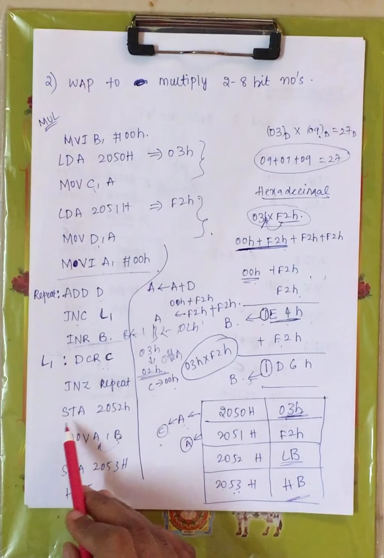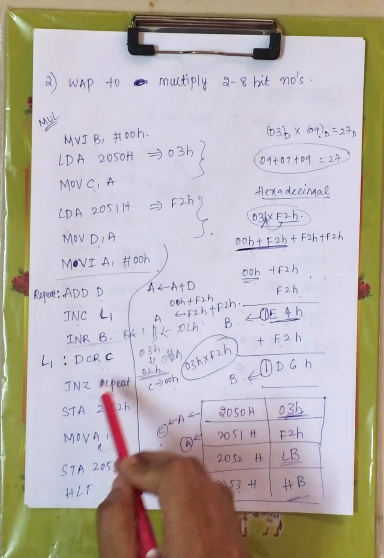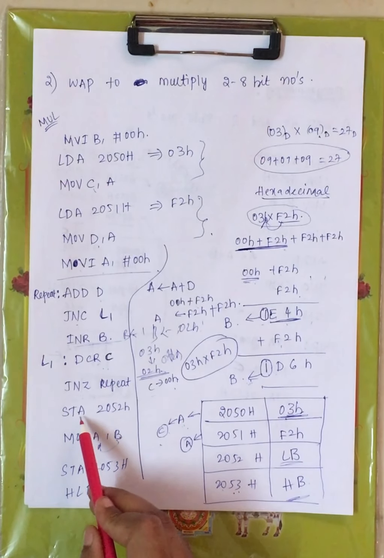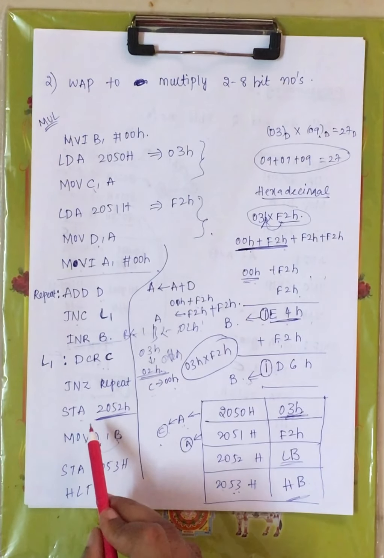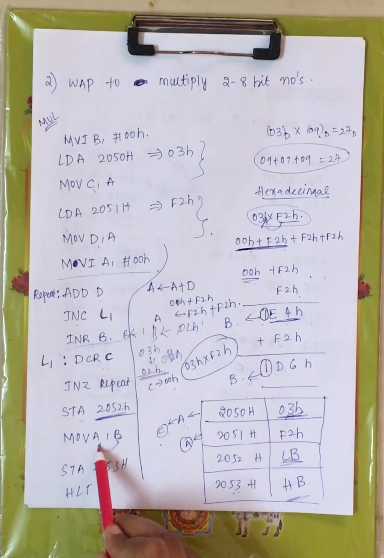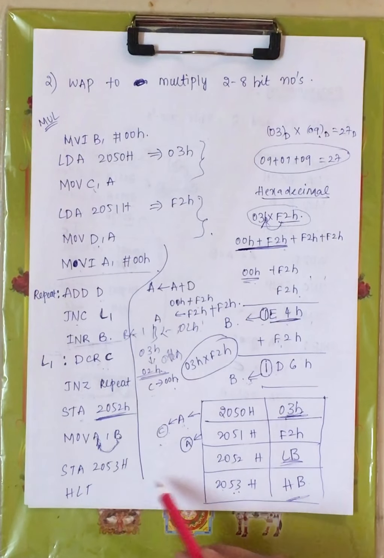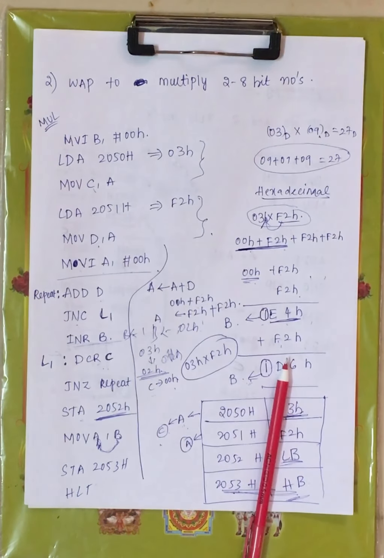JNZ repeat. Upon not zero, it will continue. This loop will continue till it is zero, right? Now at 2052H, here we are storing the result of A, right? Under this memory location we are storing the lower byte, right? Now B is moved to A, right? The contents of B, nothing but the carries, are moved to A. Now the carries are to be stored under 2053H. Now there ends the operation. Nothing but the higher byte is stored under the higher address and the lower byte is stored under the lower address, right?